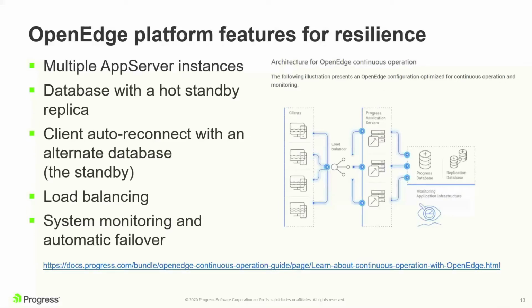The basic OpenEdge ingredients of a resilient setup are setting up multiple Progress Application Server for OpenEdge instances, having a hot standby database, and configuring the app server agents or GUI clients, in case of a client-server application, with auto reconnect and an alternate database reference, which is the hot standby database. The client requests get routed by a load balancer, and the system gets monitored by OpenEdge Management or, for example, a monitoring system, New Relic. We provide a plugin.